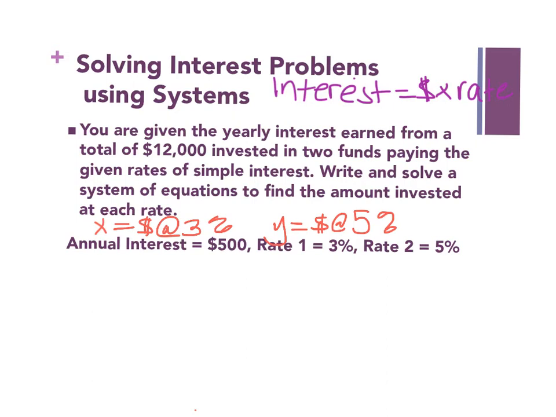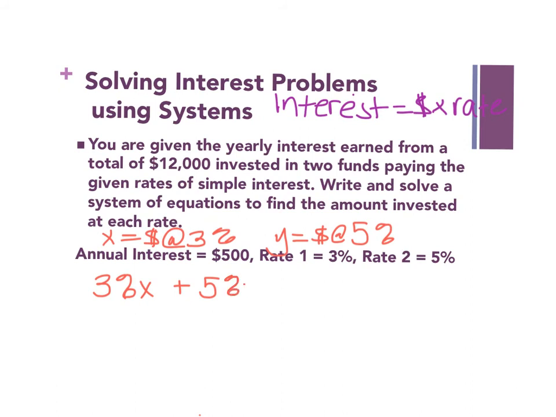So annual interest earned means that whatever money I invested at the 3%, so 3% times x, plus whatever money I invested at the 5%, or 5% times y, equals the total interest earned, which is what? 500. So that 12,000 comes back into play. I know that the total money invested into both is 12,000. So x plus y equals 12,000.